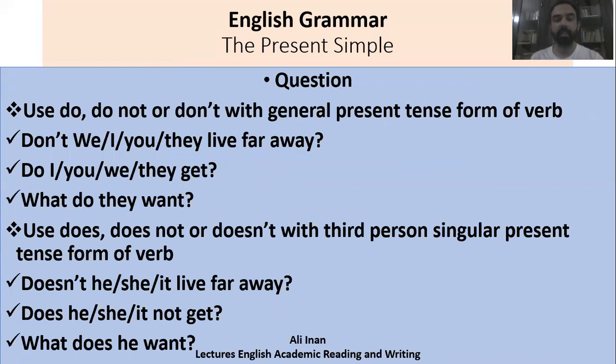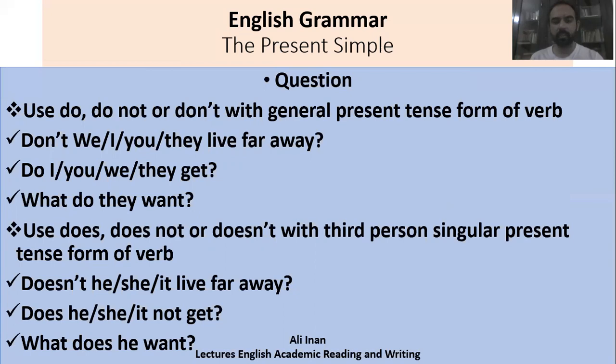Now let's take a look at the interrogative form of the present simple. In questions, we use do, do not, or don't with the general present tense form of the verb. For example, don't we live far away? Or do they get? Or what do they want?